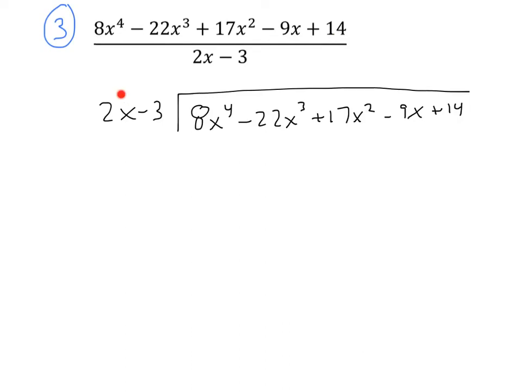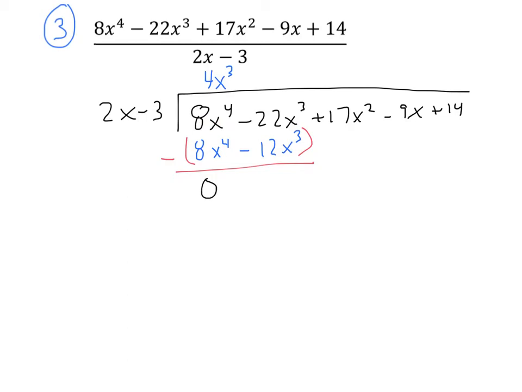Let's see how many times 2x goes into 8x to the 4th. Right, it goes in 4x cubed times. Now we're going to multiply. 4x cubed times this 2x minus 3. That's going to be 8x to the 4th minus 12x cubed. Let's subtract. 8x to the 4th minus 8x to the 4th, that's 0.